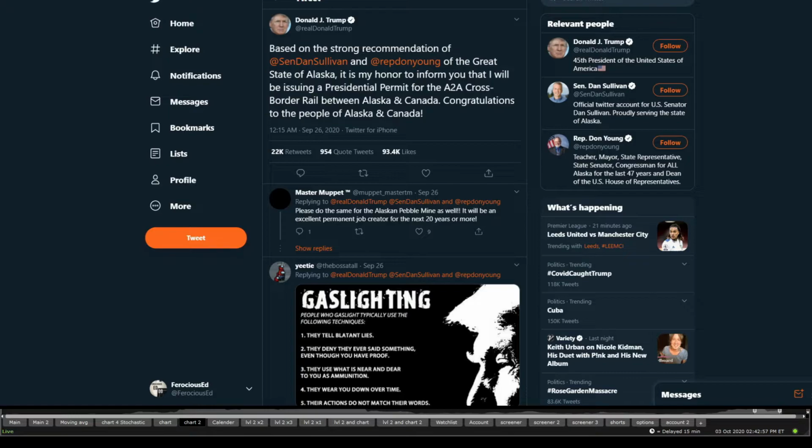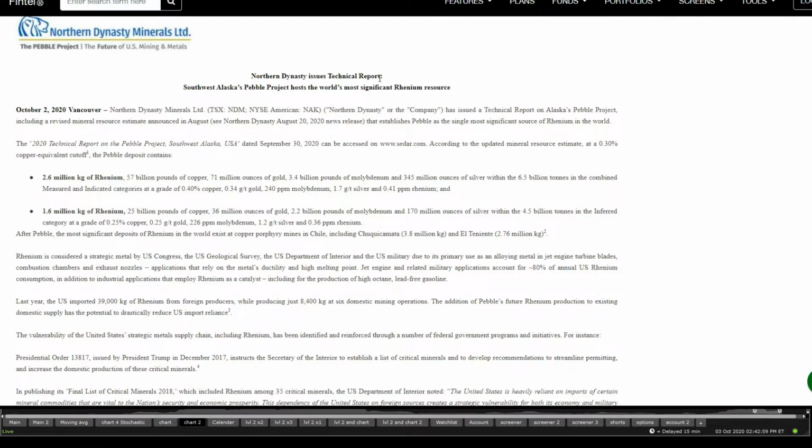Now, when we're looking into different filings, we get to see that the Pebble mine actually holds around 2.6 million kilograms plus 1.6 million kilograms of rhenium. I hope I pronounced that right. But it's the biggest of its kind. I believe the next biggest one would be 3.8 million kilograms, and then the one after that is 2.76. So that's based on their technical report.